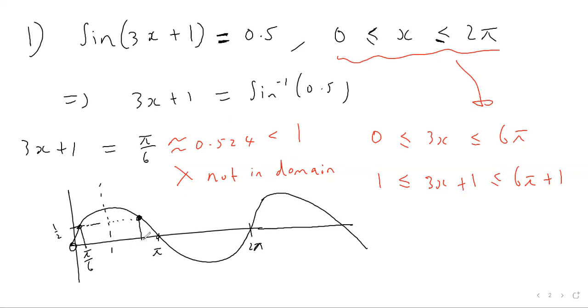So we know that this here must be pi take away pi over 6, and that's going to be 5 pi over 6. So that's 5 pi over 6 there. Now, is 5 pi over 6 between 1 and 6 pi plus 1? So let's do that on the calculator.